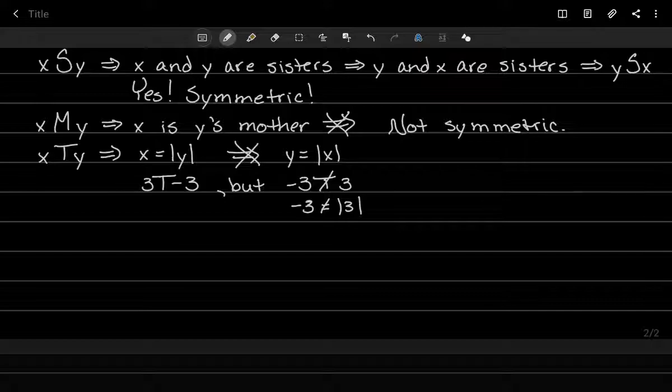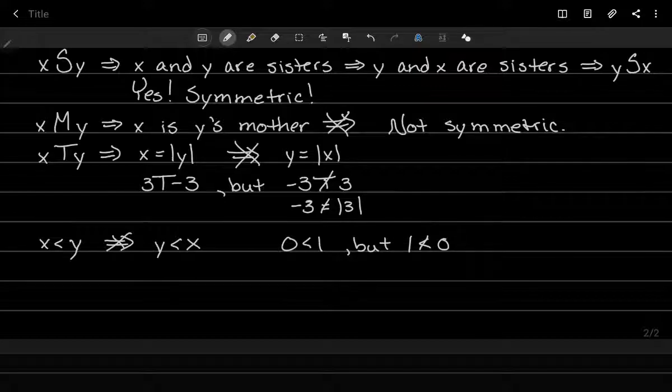Okay, got a few more to look at. What about x less than y? Hopefully you can look at that and say there's no way that's going to imply y is less than x. That makes no sense. I can find a counterexample. Anything we want. 0 is less than 1, but 1 is not less than 0. So I can't switch the order. So again, we're getting not symmetric.